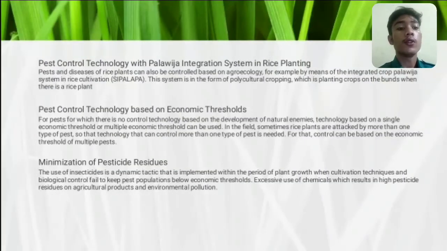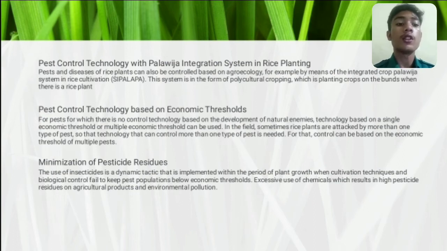Pest control technology with palawija integration system in rice planting. Pests and disease of rice plants can also be controlled based on agrotechnology, for example by means of the integrated crop palawija system in rice cultivation or Cipalapa. The system is in the form of polycultural cropping, which is planting crops on the bunds when there is a rice plant.